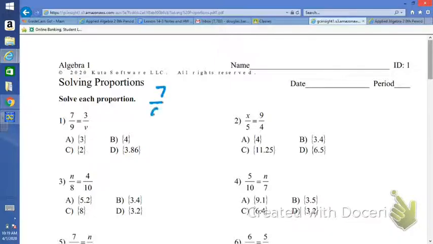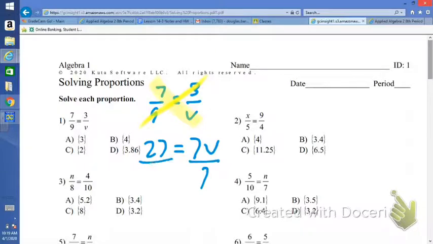So 7 over 9 equals 3 over v. Alright, so we cross multiply with proportions. So 9 times 3, that's going to give us 27, equals 7 times v, that's going to be 7v. Divide both sides by 7, and you're going to get v equaling 27 over 7. If you plug that into your calculator, you're going to get approximately 3.86, which is D.